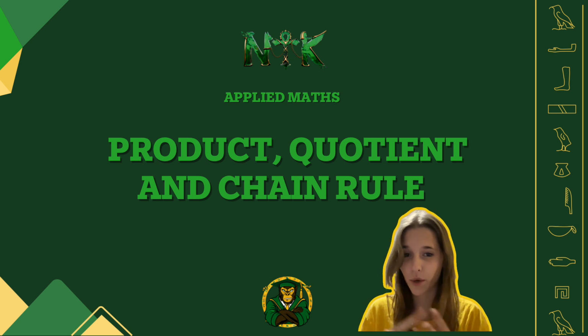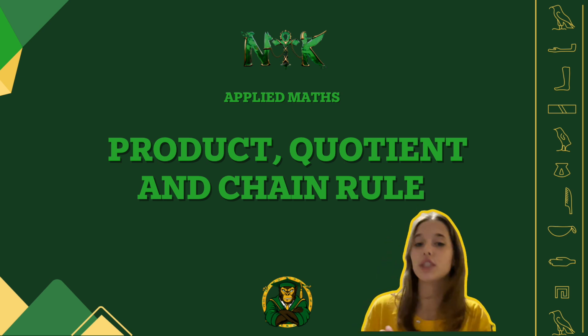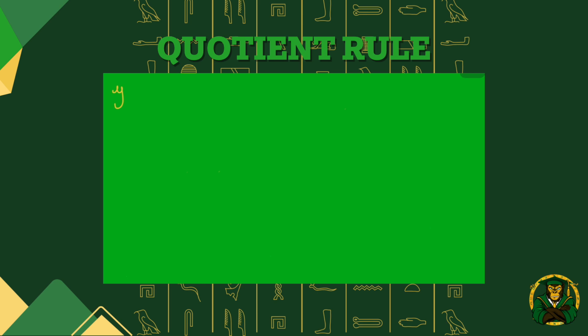So the product, the quotient, and the chain rule. So the quotient rule is y equals u over v, and the differentiation is y dash equals v times by u dash minus u times by v dash all over v squared. So let's do an example.